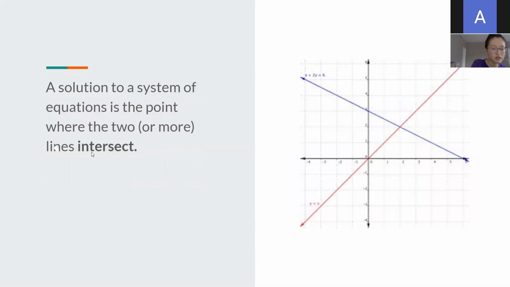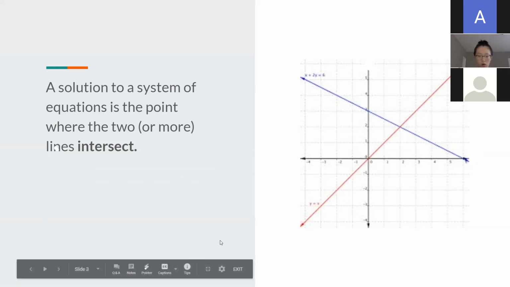Since a solution to a system of equations is the point where two or more lines intersect, you can see in this graph where the blue line and the red line both cross together. I don't think you can really see it, but the coordinate of the solution is 2, 2. Can you guys see it? Yes. Does anybody have any questions so far? Okay, sounds good.